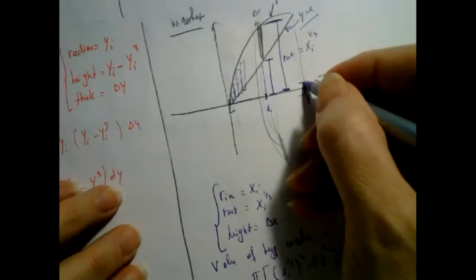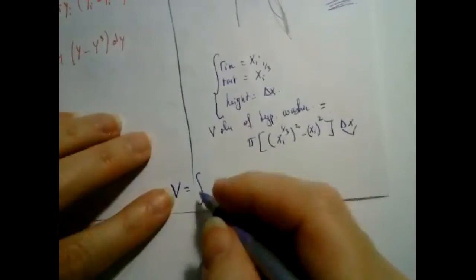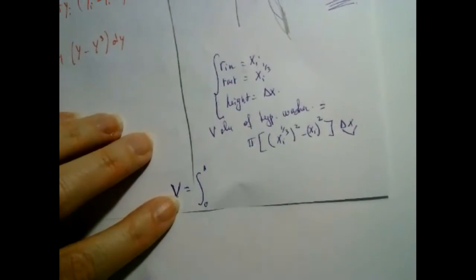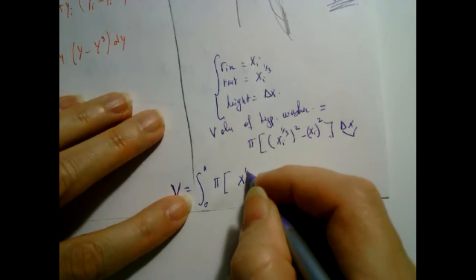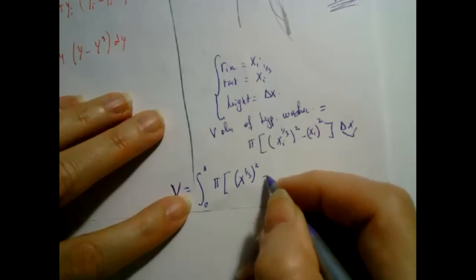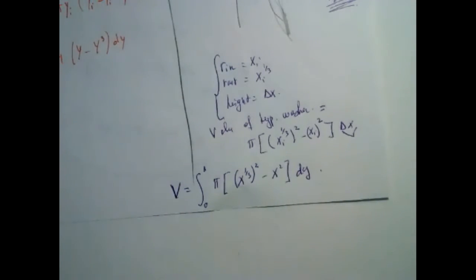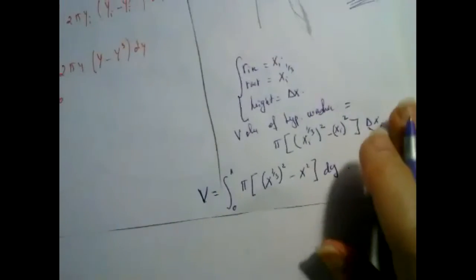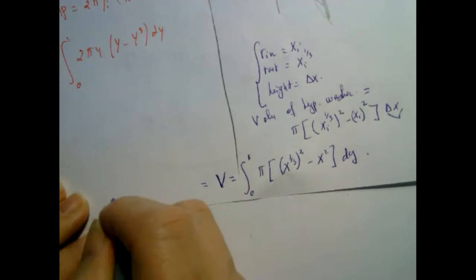So finally, the total volume is the integral from 0 to 1. All those problems happen to be 0 to 1, though this will not be the case in a lot of problems. The integral of pi times x to the one third squared minus x squared dx. So I will write it here. Usually I get you ready for the integration and then I stop at this stage.